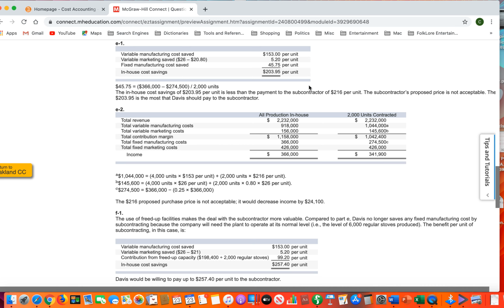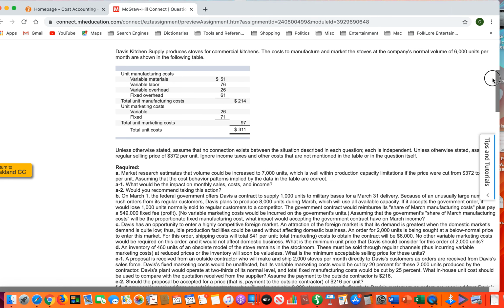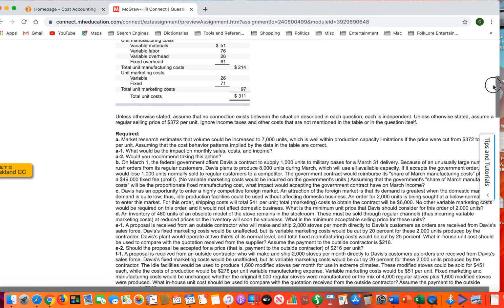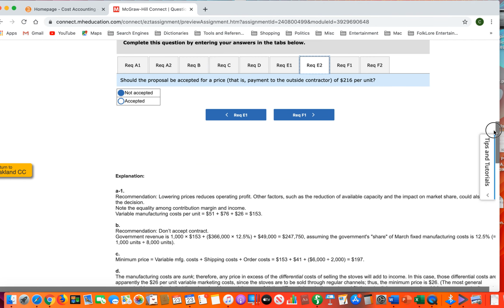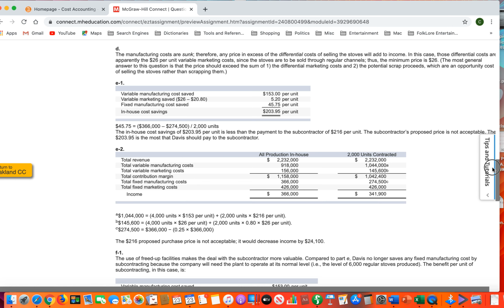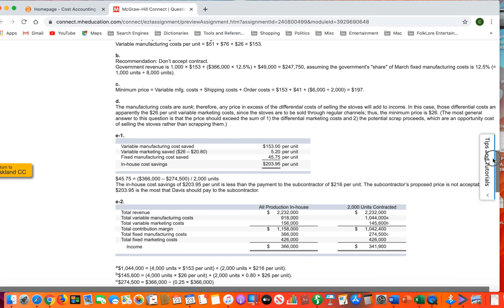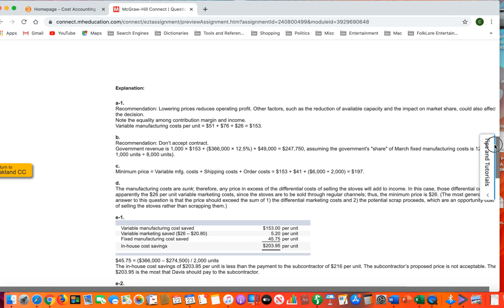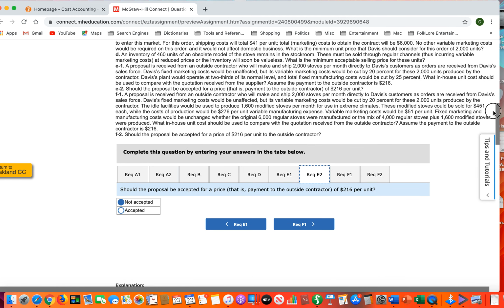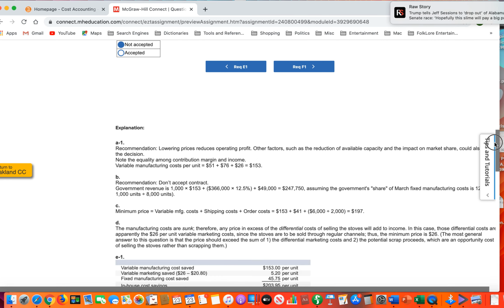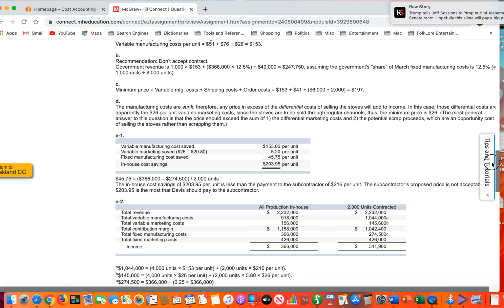Well, your variable cost you're going to save per unit is $153. Look at that. 51 plus 76 plus 26. Okay? That's 153 right there. You're going to save variable marketing cost. What is the variable marketing cost? Let's see here, up here, by 20%. So 20% of that is, so you save $5.20 per unit.